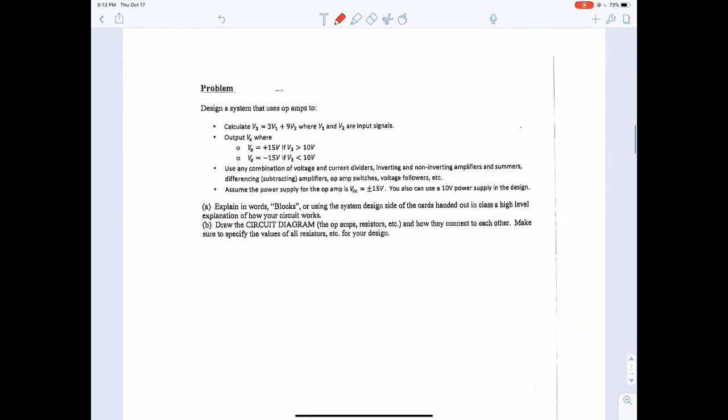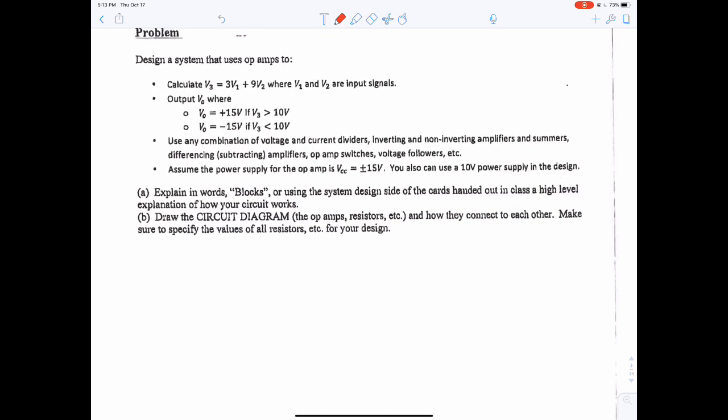For this example, we are going to look at designing a system that uses op-amps. So we want to do three things. First, we want to calculate this V3 equation, and then we want to see if the V3 is under these conditions. We want to meet these V out. We also need to look at the power to the op-amps, and we can use either plus or minus 15 volts, and then we also know that we have a 10 volt power supply in the circuit.